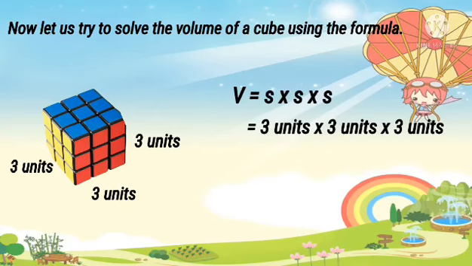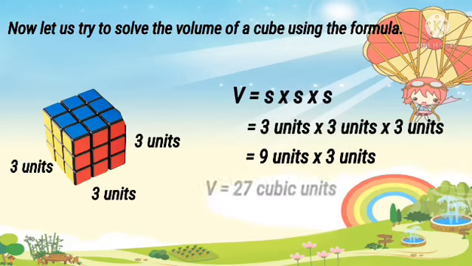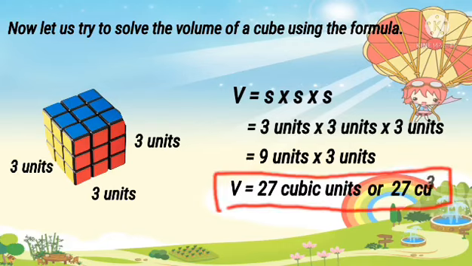Then we will multiply 3 times 3, which is equal to 9 units. Then again multiply it by 3 units. So 9 times 3 is equal to 27 cubic units.